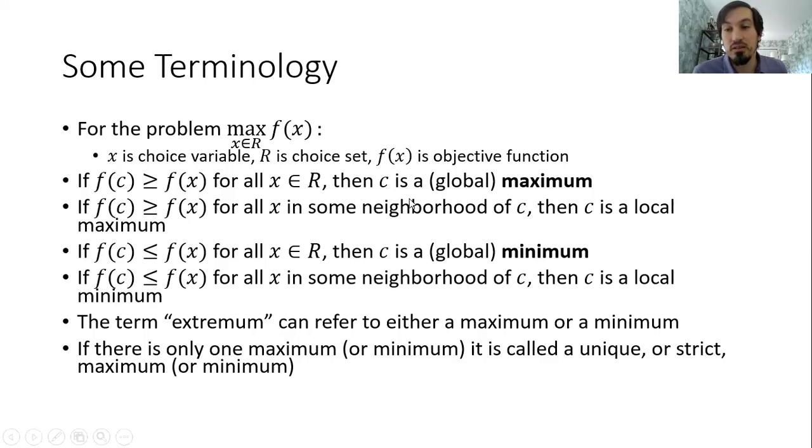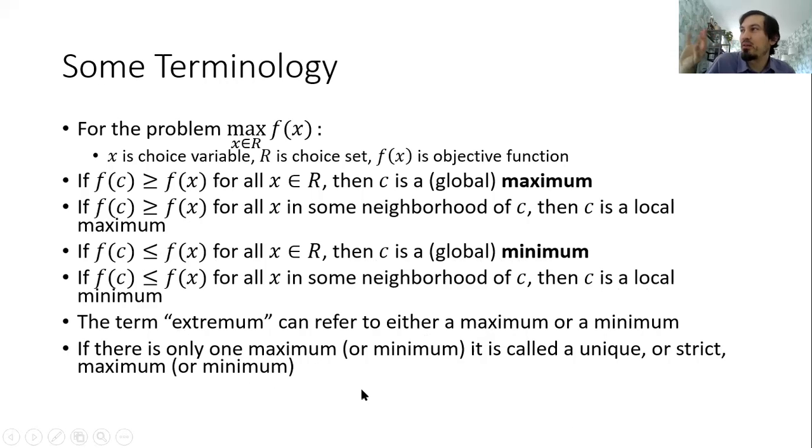And it's still called a local maximum, but that's the terminology we'll use. And similarly, if f of C is always less than or equal to f of X, it's a global min. And if it's a neighborhood, you would say local min. This term extremum is the generic term for either a max or a min. It's pluralized extrema, but extremum just means either a max or a min.